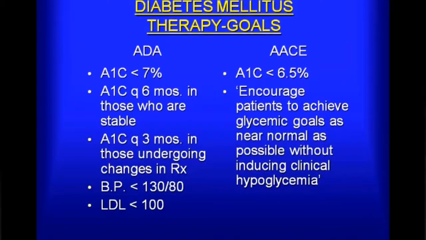You also have guidelines and goals for your blood pressure. The blood pressure of a diabetic patient is better kept under 130/80. Why? This is going to be protective for their kidneys. And the LDL level, the low density lipoproteins, is better to be kept less than 100. Less than 100.